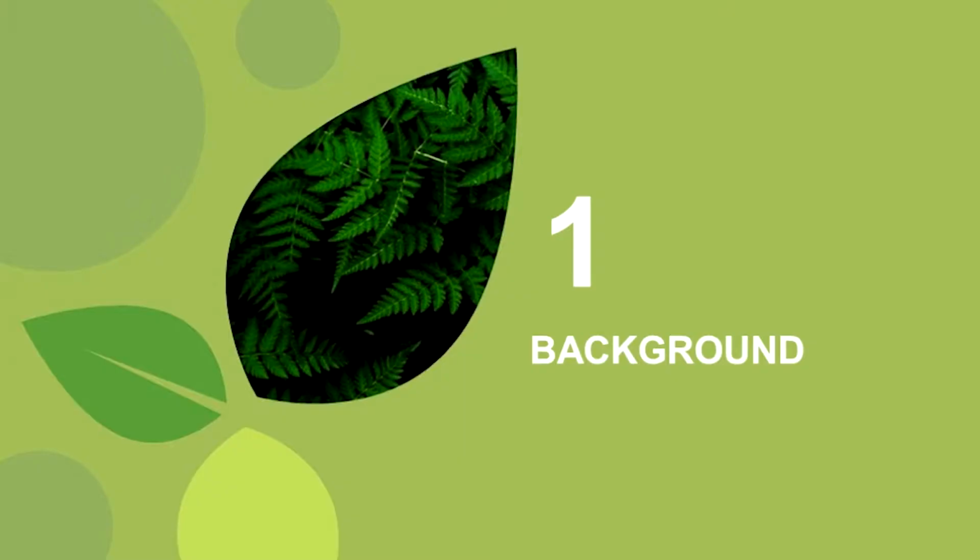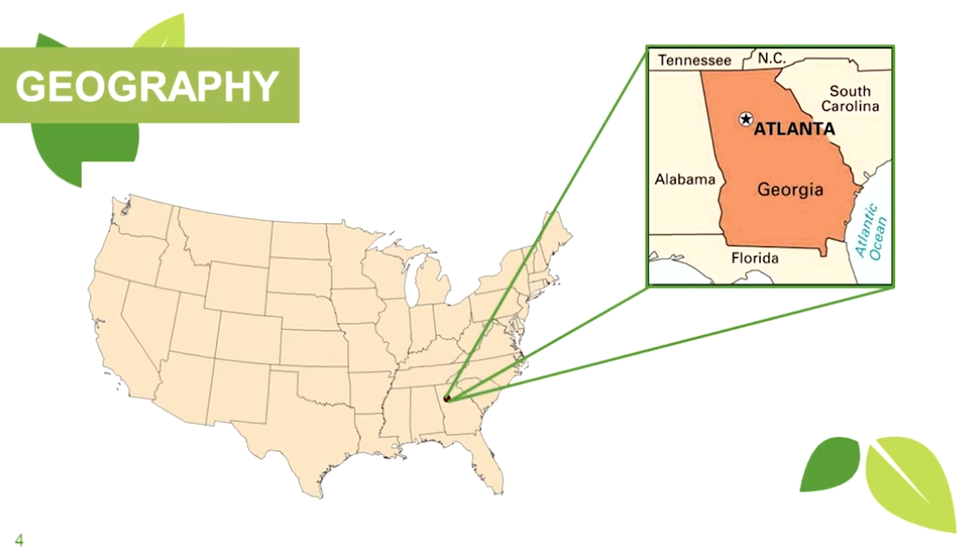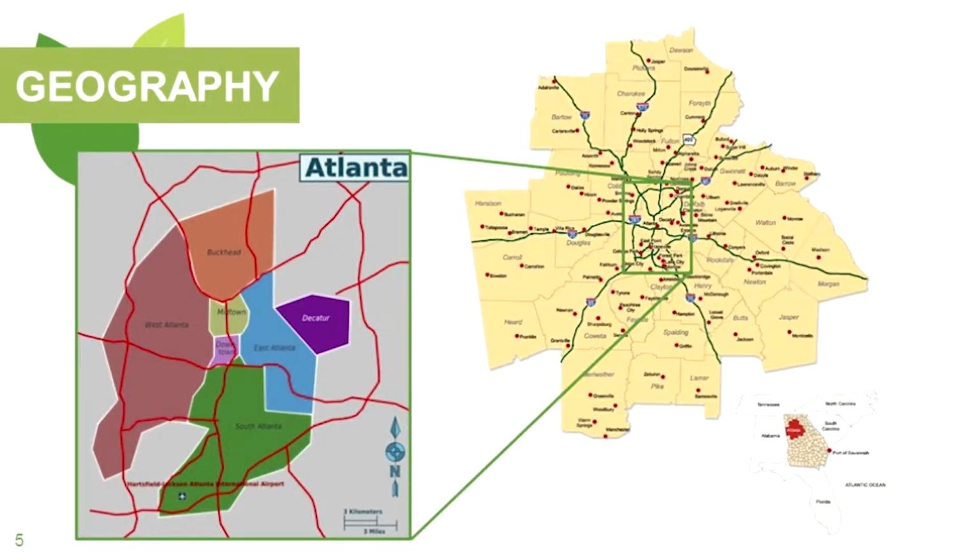So background. The city of Atlanta is located in the state of Georgia, which is on the southeastern part of the United States, as you can see here. This is the map of the metropolitan area of Atlanta, and this is the various neighborhoods within the city.